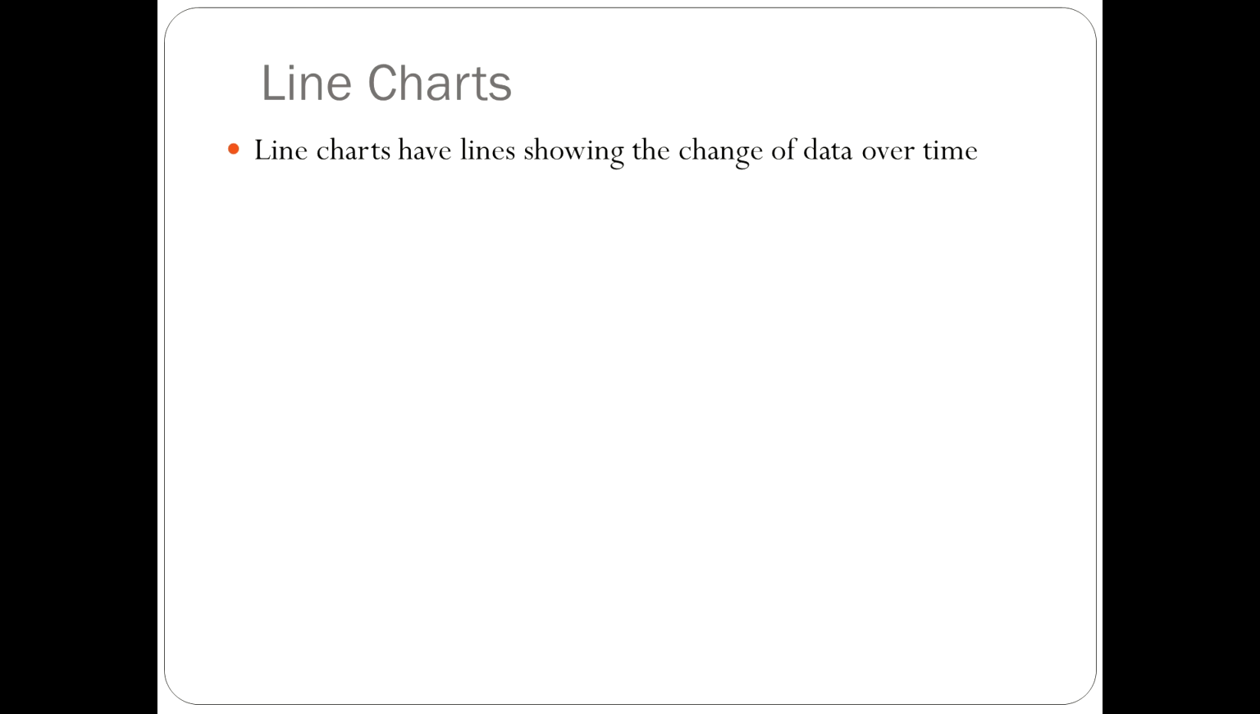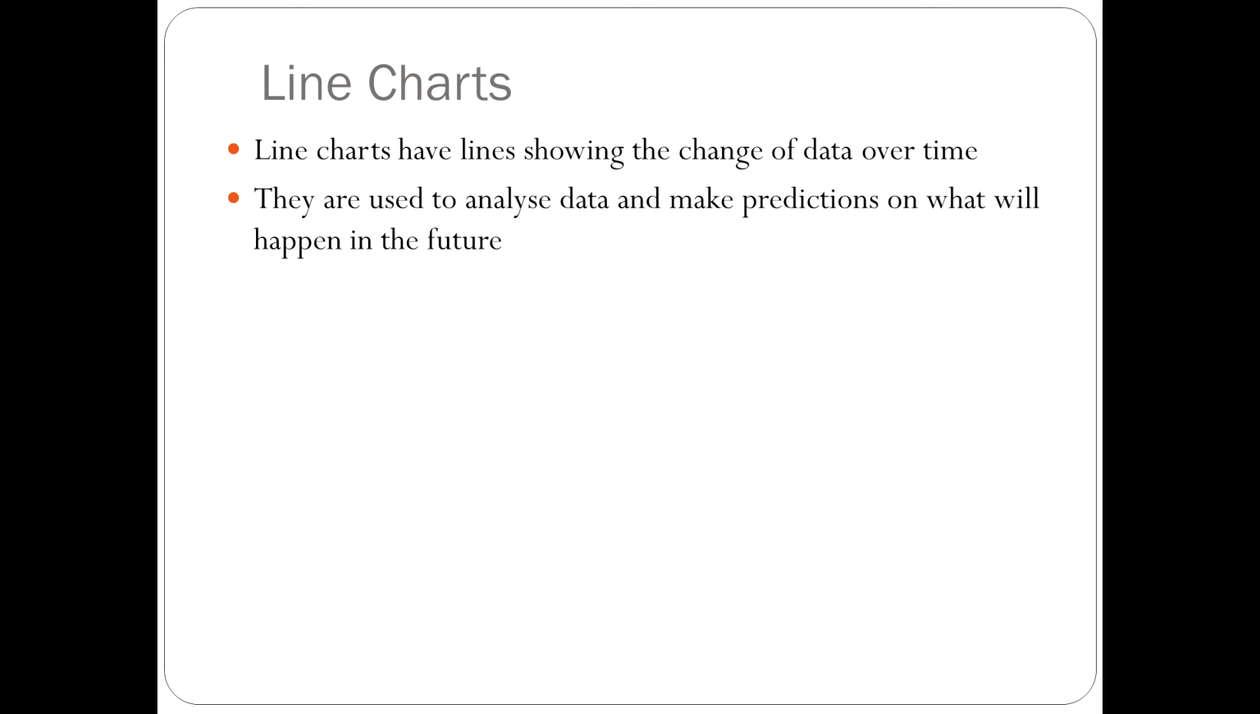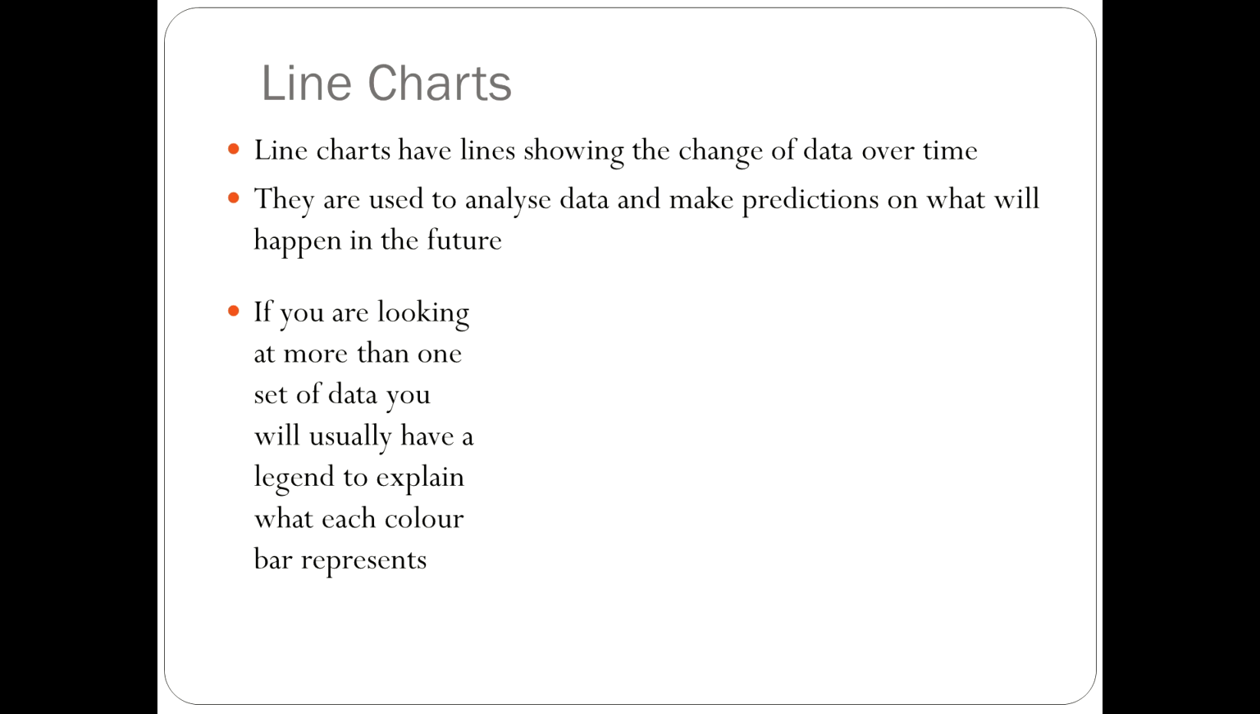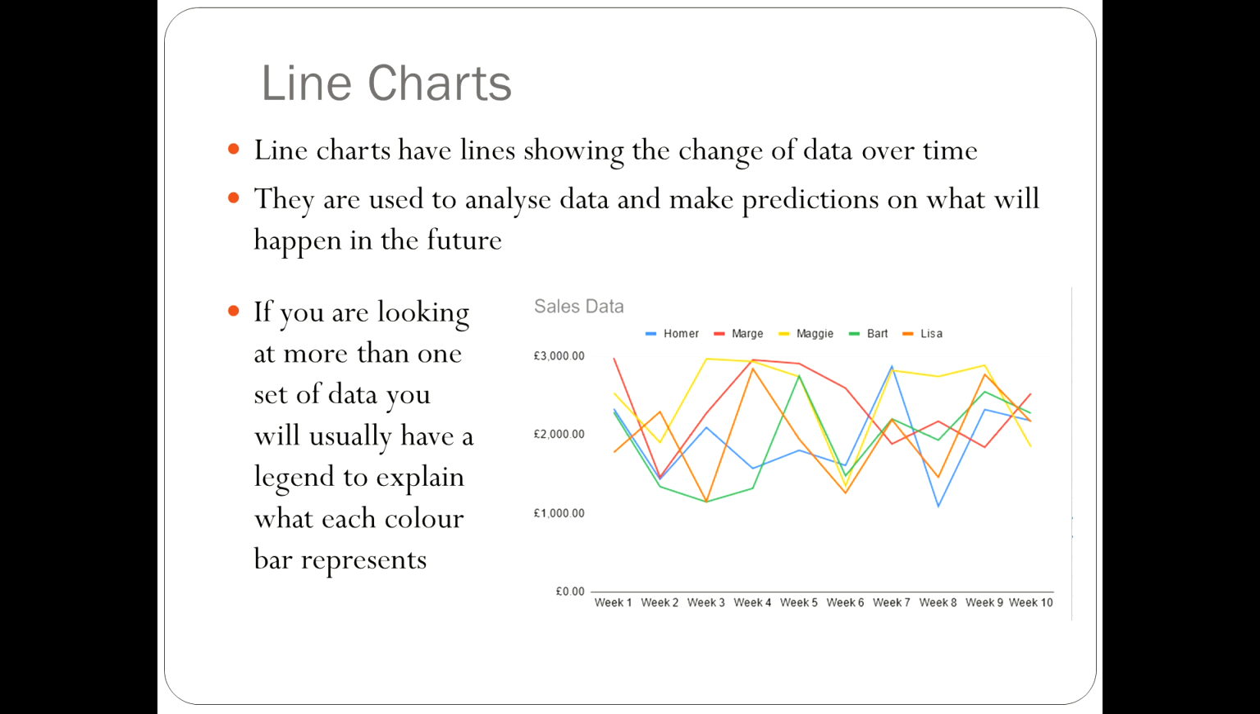And last up, we have got our line charts. So different lines showing change of data over time, used to analyse data and make predictions of what will happen in the future, like we were saying. If you're looking at more than one set of data, you usually have a legend to explain what each colour represents.